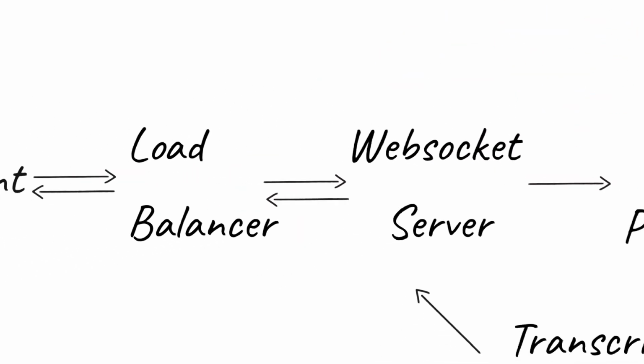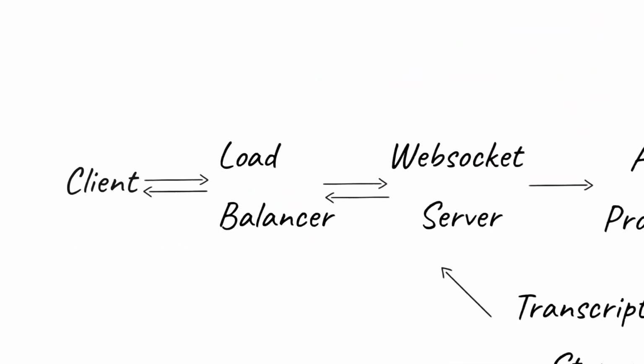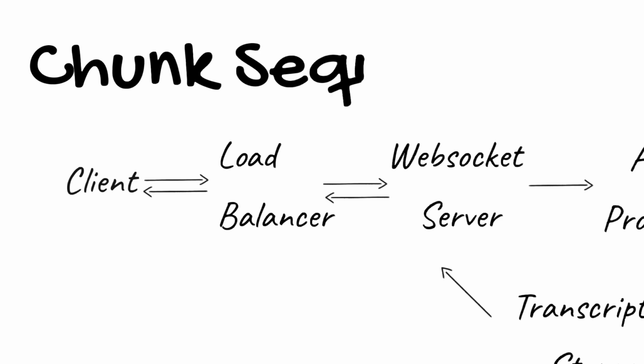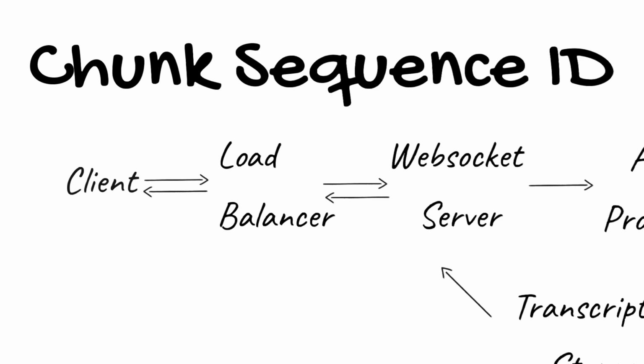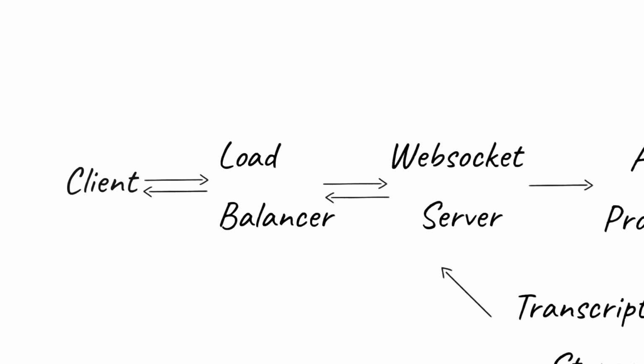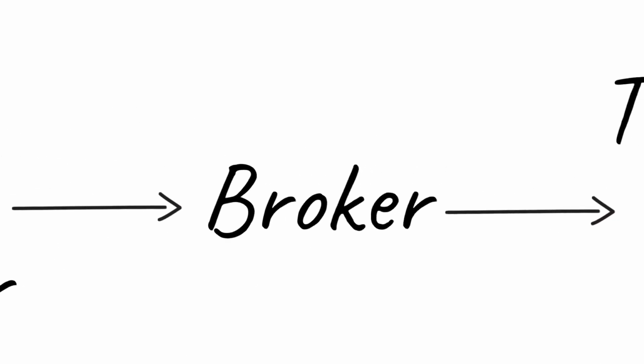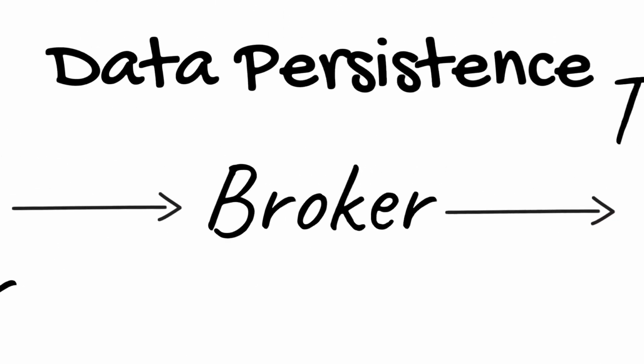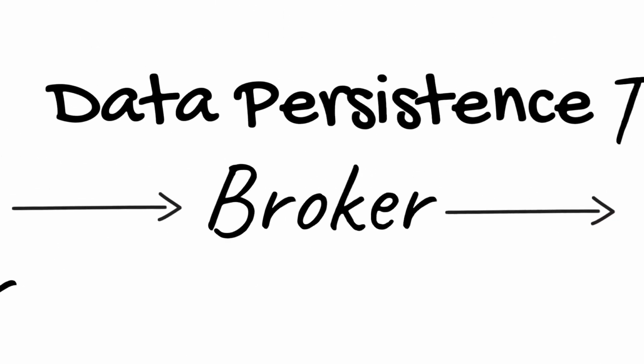Next, each audio chunk is assigned a unique sequence ID. This ID is essential for stitching the chunks back together in the correct order during transcription and further processing. To ensure system reliability, the message brokers must guarantee data persistence. This allows downstream components to reprocess any missed chunks in the event of a component crash or temporary outage.